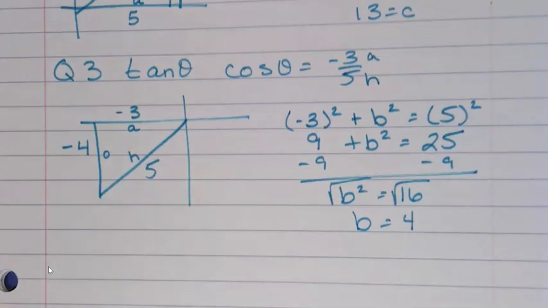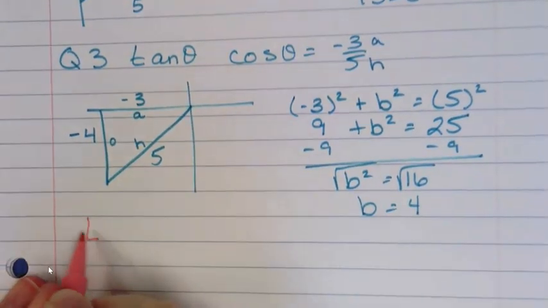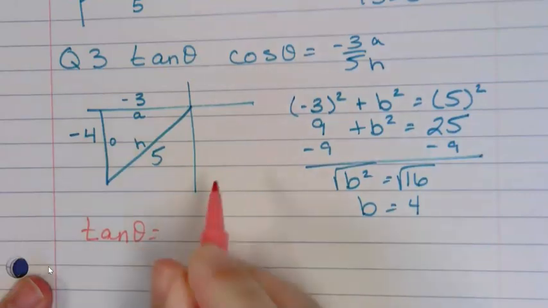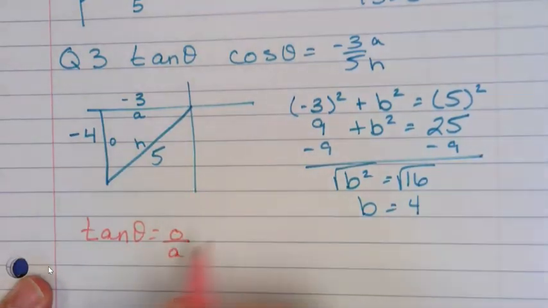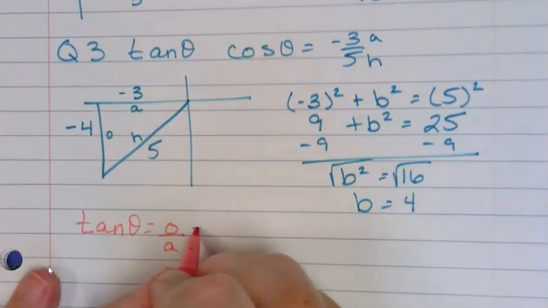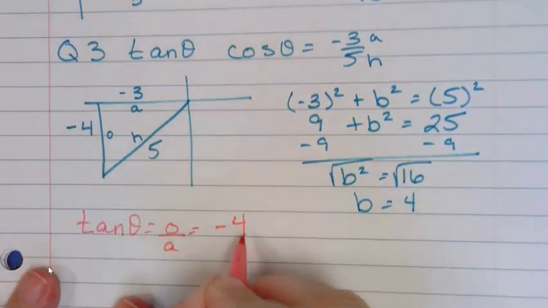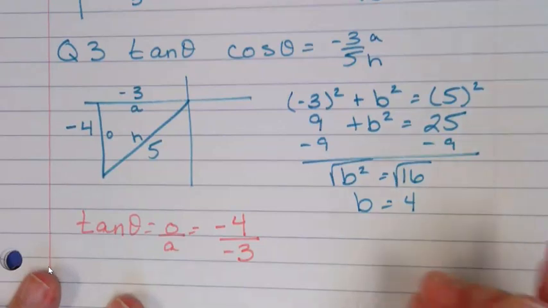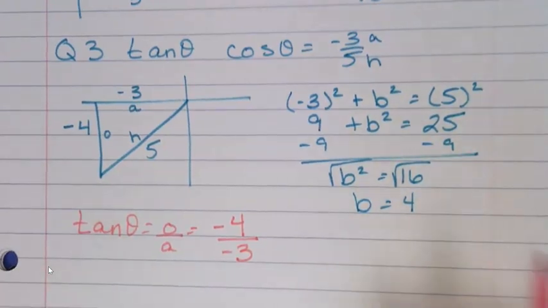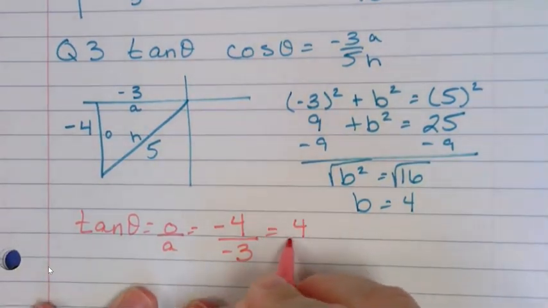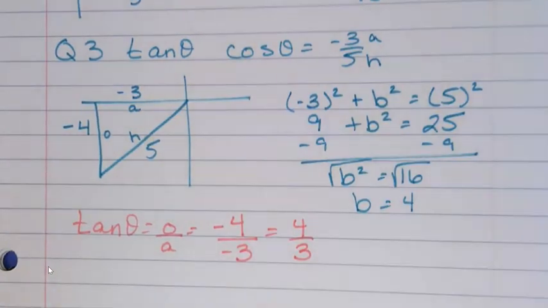Now, tangent is opposite over adjacent. So my opposite is negative 4, and adjacent's negative 3. And remember, two negatives give us a positive. So I am done there. Okay. And then last but not least, number 10.